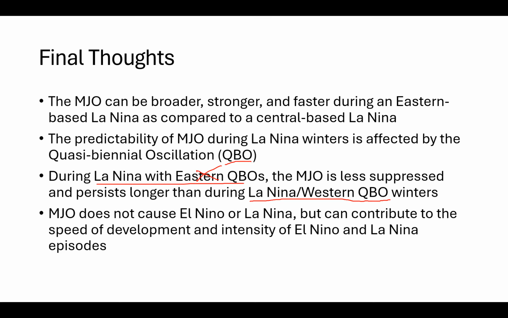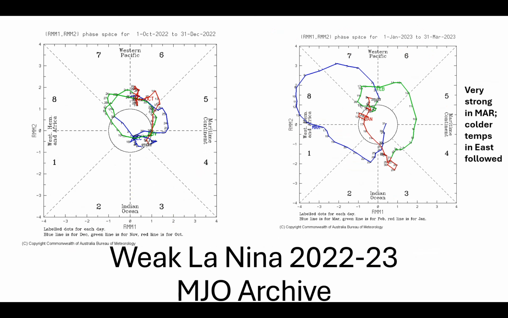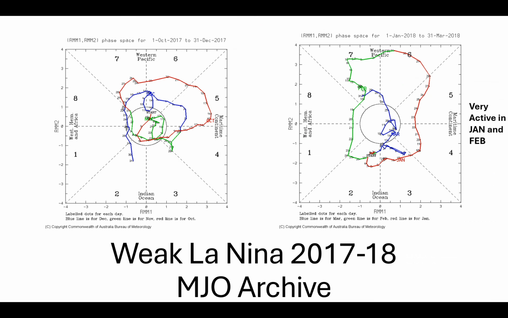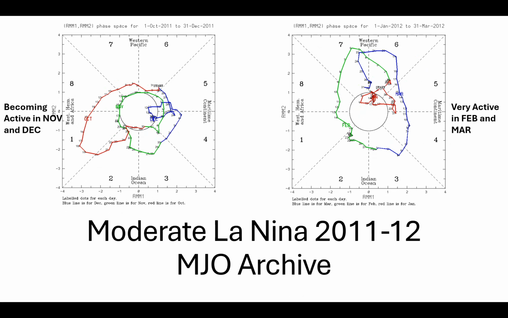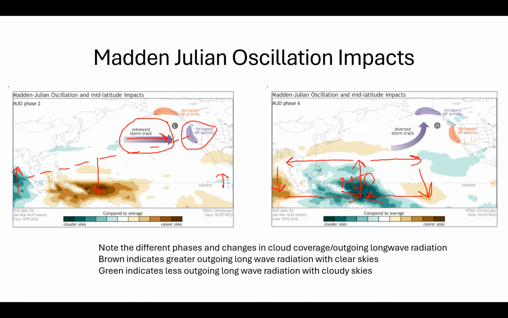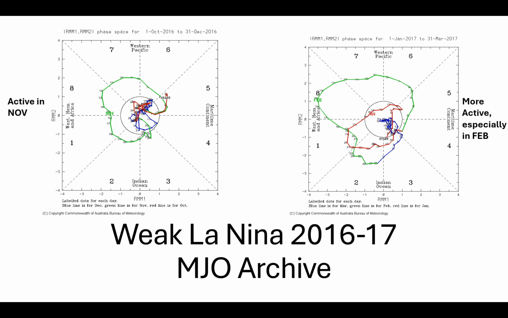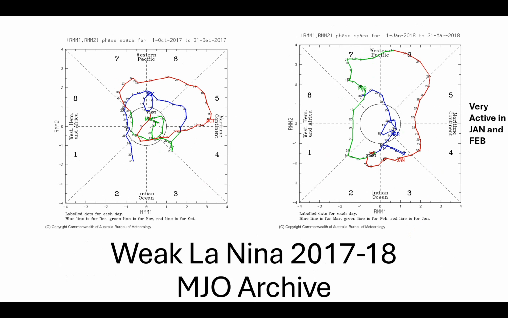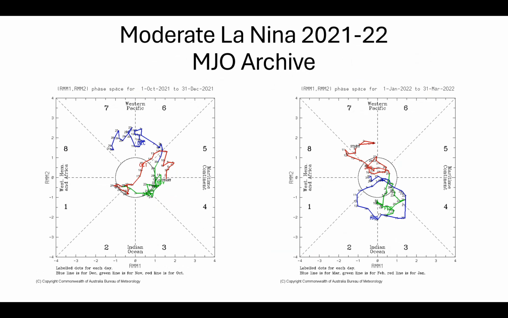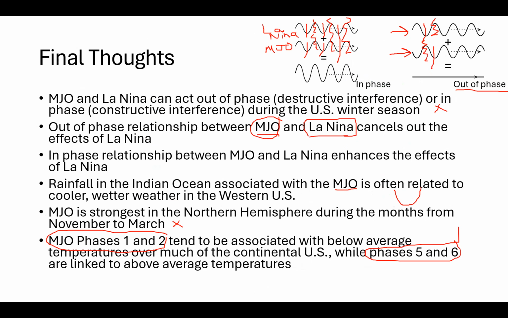I hope you enjoyed this presentation on the MJO, taking a look back at the winters going back to 2010-11 and how the MJO behaved in relation to the different types of La Ninas we had, whether they were weak, moderate, or strong. That's the strong La Nina, 2010-2011, then the moderate La Nina the following winter, then the weak La Nina of 16-17, another weak one in 17-18, and then another moderate one and a weak one.